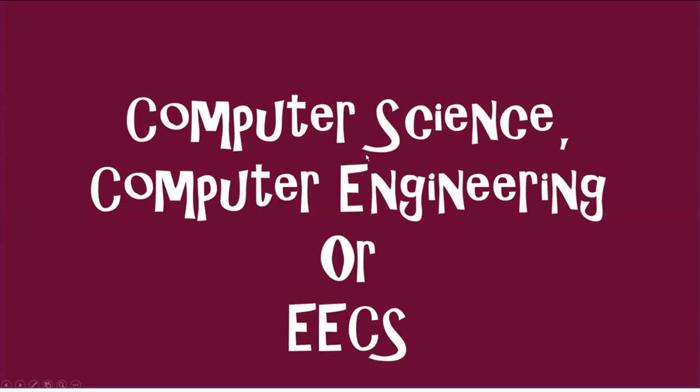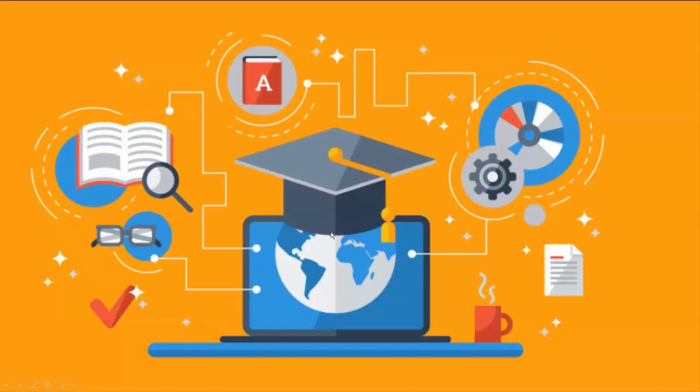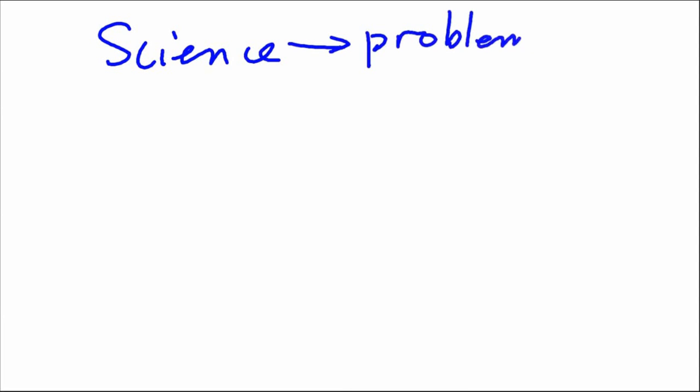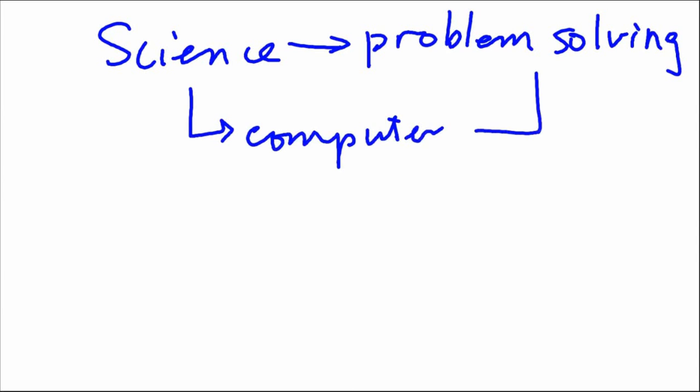First, let me talk about the difference between computer science, computer engineering, and electrical engineering and computer science, EECS. What is computer science? Computer science is the science discipline that uses computer to solve problems. So we have physics. Physics is also a science. All science disciplines are using systematical knowledge to solve problems. So science is to solve problems. And then computer science is to use computer to solve problems.